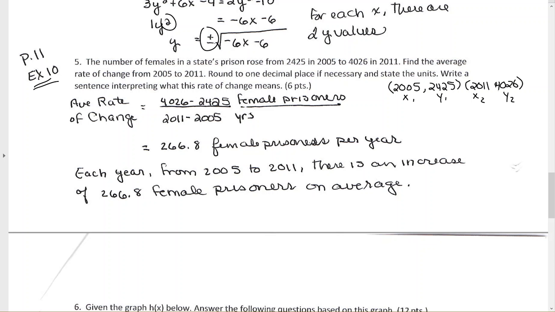So the explanation is this: each year from 2005 to 2011, there is an increase of 266.8 female prisoners on average. Somehow I need to see each year or per year in there. I need to see the unit label. I need to see what years you're talking about, and then if it's an increase or a decrease. So all that's what I'm looking for when you give me a statement about interpreting the average rate of change.